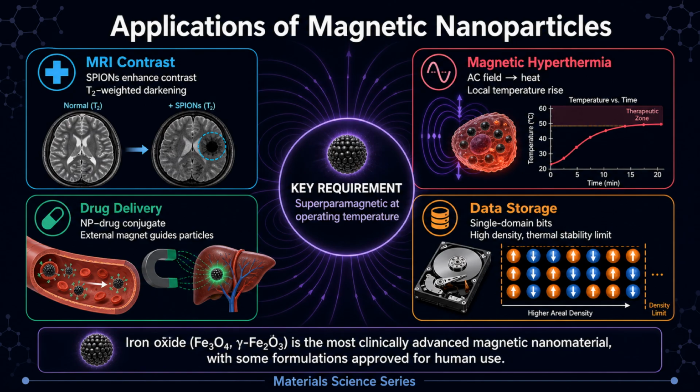Targeted drug delivery uses external magnetic fields to guide drug-loaded magnetic nanoparticles to specific locations in the body. The drugs can be released by stimuli like pH change or temperature. For all biomedical applications, superparamagnetism is essential. If particles retained permanent magnetization, they would aggregate in the bloodstream. Iron oxide is particularly attractive because it's already FDA approved for some applications and relatively biocompatible.